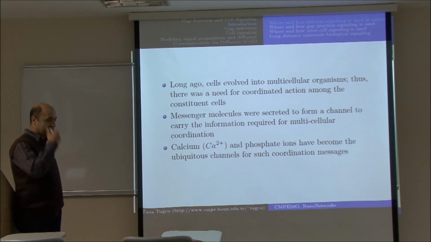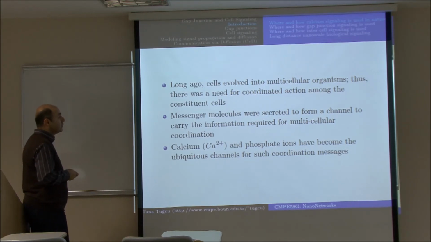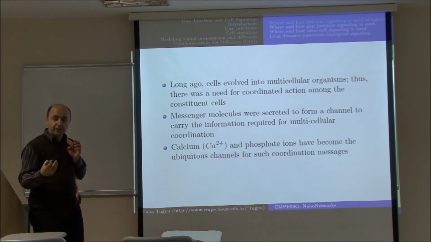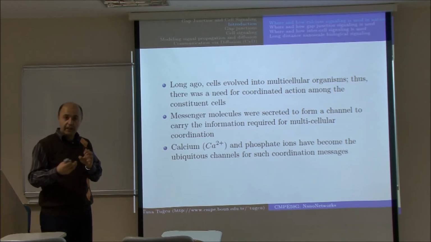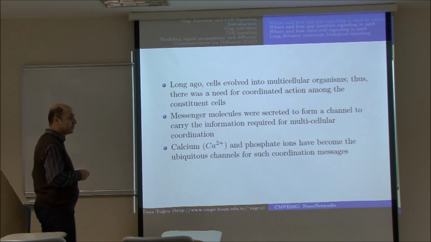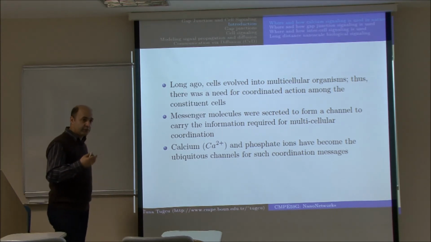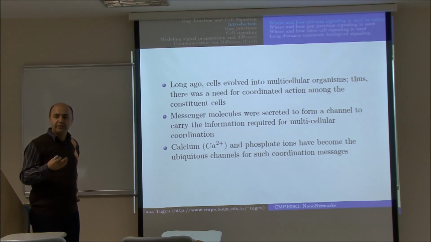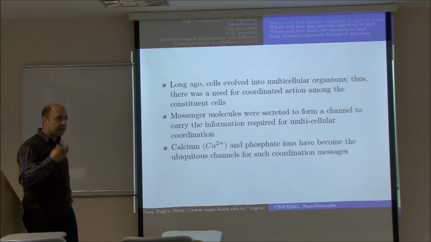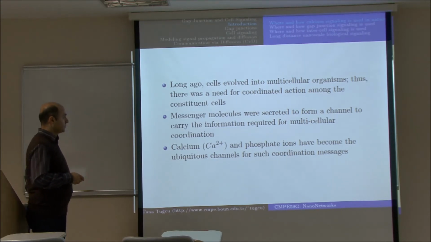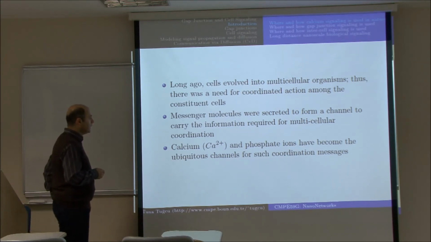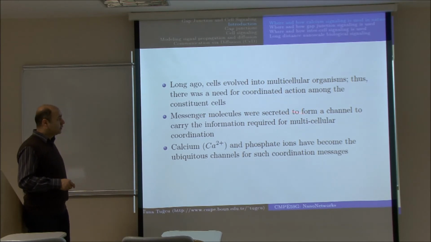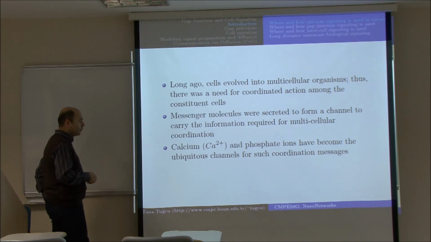Long ago, cells went through evolution for working in coordination. This has actually allowed for the multicellular organisms, because in the case of a multicellular organism, each cell should not be working independently, but they should be working in a harmonized manner. So there was a need for coordination. And the messenger molecules were secreted to form a channel to carry the information in between.